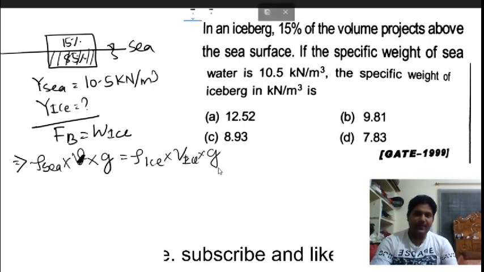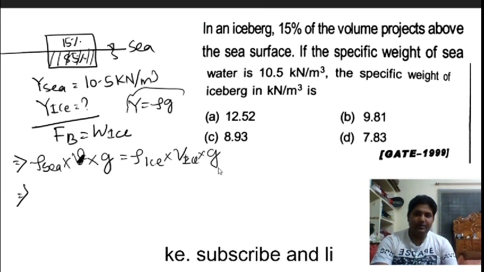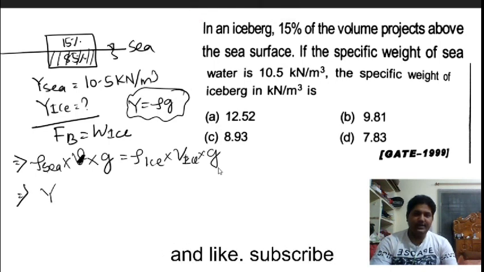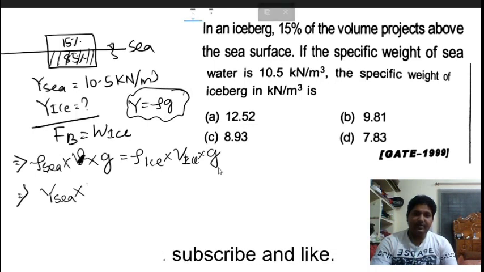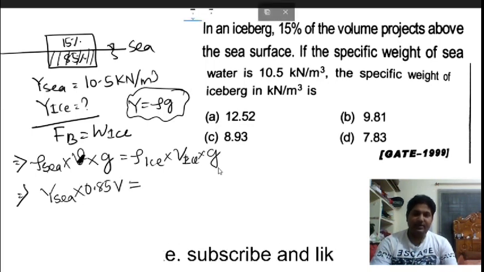Now the density of the sea water into g, because specific weight is equal to rho into g. So I can write the density of the sea water into g will be equal to the specific weight of the sea water into how much volume has been submerged? 0.85 of the ice. The g will be cancelled.